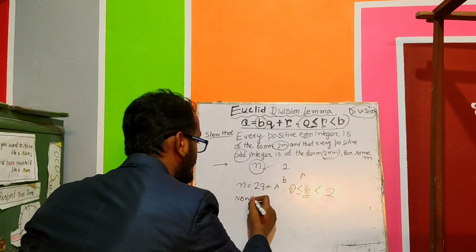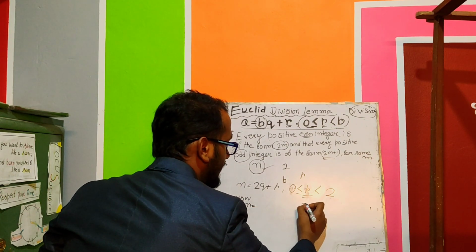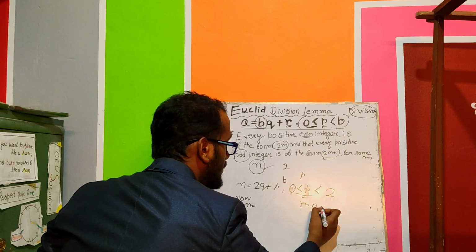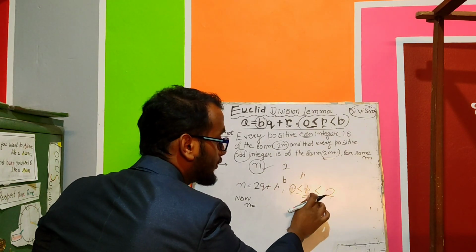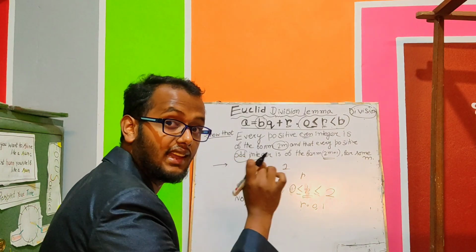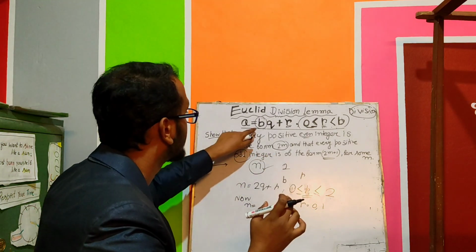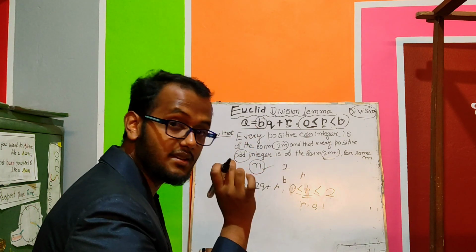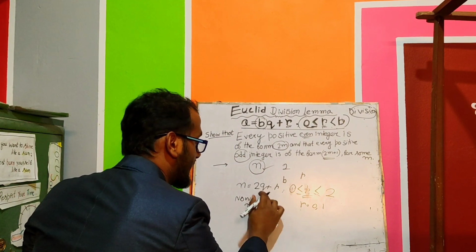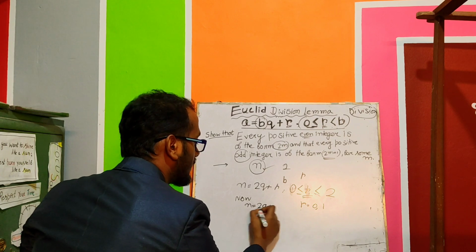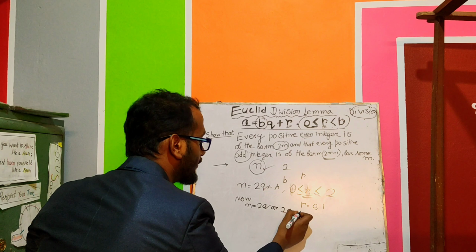Now, if you put the value, what is r? r is either equal to 0 or 1. r is not equal to 2, as here the equal to sign is not there. So r is always less than 2. That means r is always less than the divisor, that means this b. Now if you put the value of r here, then we will get n is equal to 2q or n is equal to 2q plus 1.